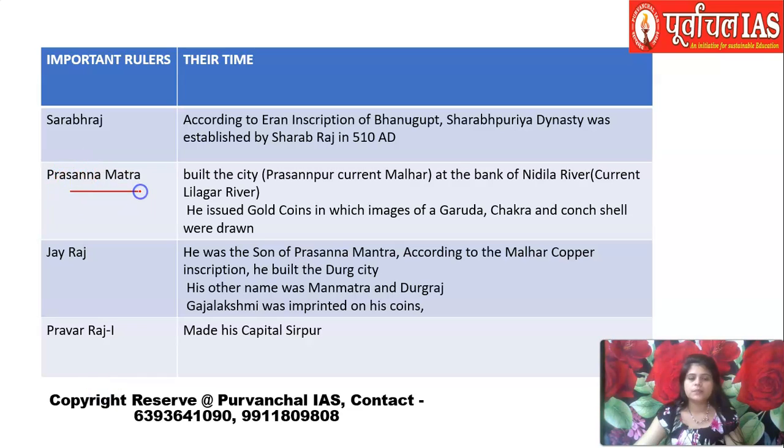Second one is Prasannamitra. Now, in the previous slide, I told you that this Prasannamitra actually shifted the capital from Sharapur, that is Sarangarh, to a city named Prasannapur. So, he is the one who built the city known as Prasannapur, which is considered to be current Malhar. This Malhar is located in Bilaspur district. Okay, so it is said that this Prasannapur was built by Prasannamitra on the bank of Nidila river, and this Nidila river right now is river Lilagar. So you can understand that the ancient name of river Lilagar was Nidila and the ancient name of Malhar was Prasannapur, and it has been built by whom?